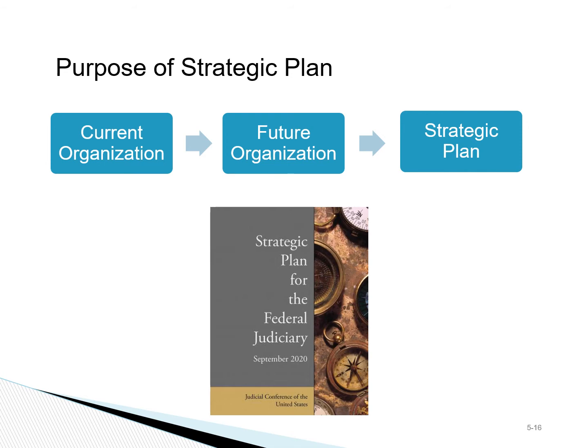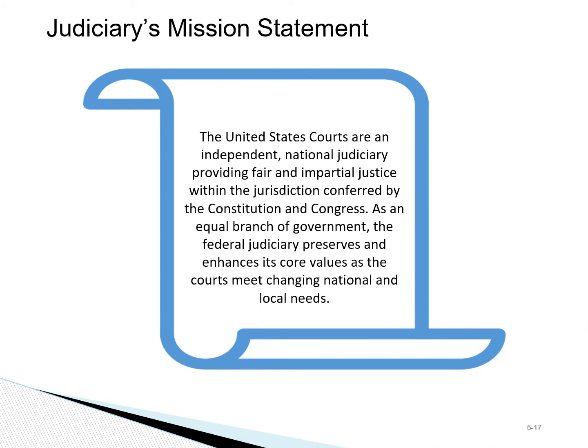You see a picture of the 2020 strategic plan for the judiciary, and you can actually access this on the internet. And if you do, you will see the mission statement of the judiciary. It's stated in there along with many priorities that have been established as part of the strategic plan. As you notice, even though the judiciary is part of the federal government, it strives to not only meet the national needs, but also meet local courts' needs.